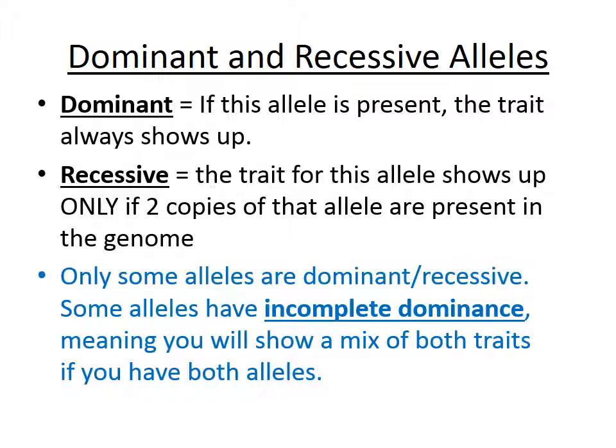Finally, I should note that only some alleles are dominant or recessive. There are, we will learn, some alleles that have what we call incomplete dominance, meaning you'll actually show a mix of both traits if you have both alleles. This isn't present in fruit fly eyes, but if fruit fly eye color was an incomplete dominant trait, then if a fruit fly had a red eye allele and a white eye allele, then the eye of the fruit fly might be pink.